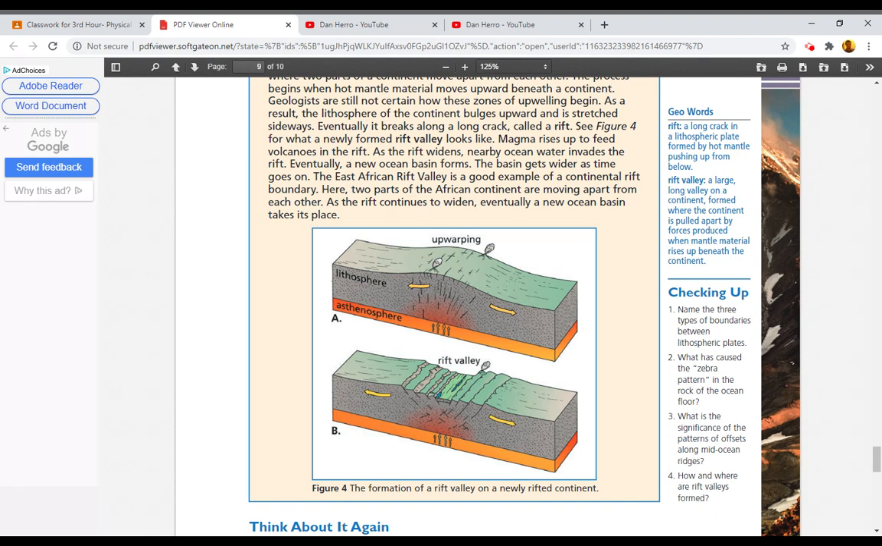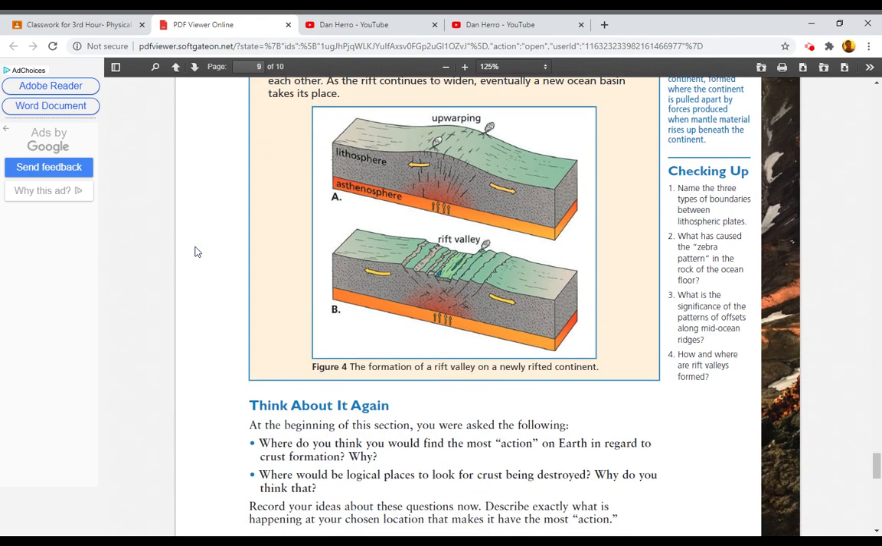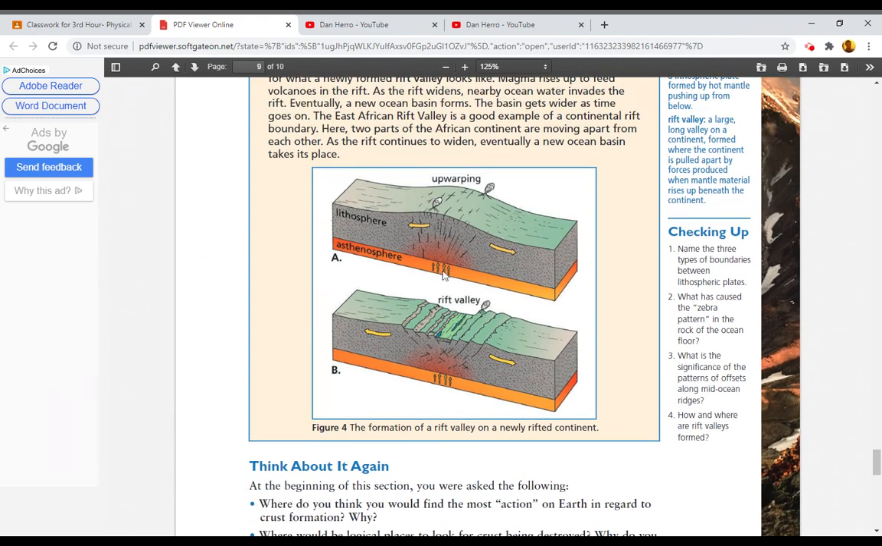The East African Rift Valley is a good example of a continental rift boundary. Here, two parts of the African continent are moving apart from each other. As the rift continues to widen, eventually a new ocean basin takes its place. Okay, so here's the upwarping. It forms the Rift Valley, and then the ocean water flows in, and it forms a new ocean basin.